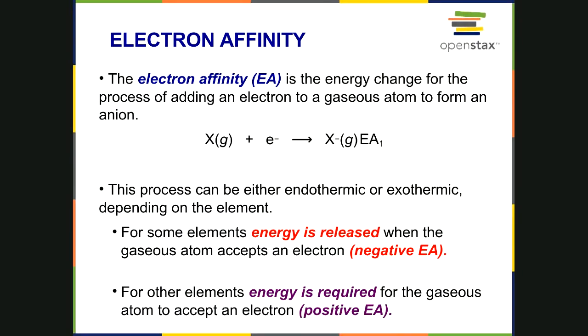So it's actually defined as the energy change for the process of adding an electron to a gaseous atom to form an anion. So if I have a gaseous atom and I want to make it a negative ion, the electron affinity measures the energy change in that process. Elements that are more likely to form negative ions tend to have a negative electron affinity.